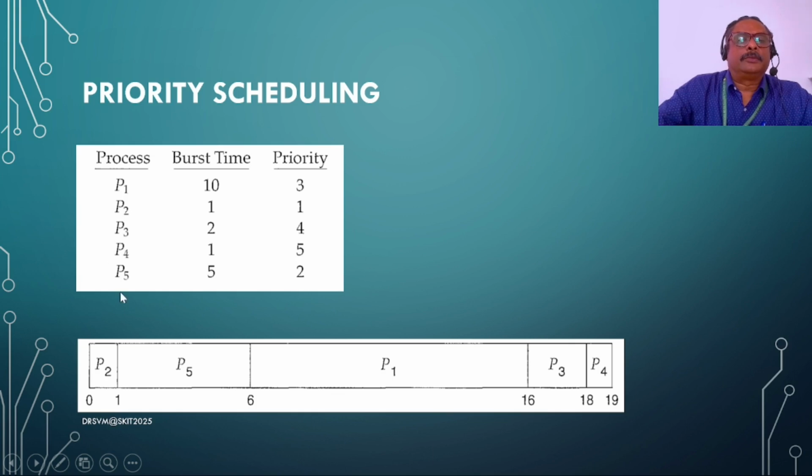So first P2 should be given the chance for 1 unit of time, and then P5 should get the chance with 5 units of time, then P1 should get a chance with 10 units of time, then P3 should get the chance, and finally P4 will get the chance. Definitely, if you try to measure the timings like waiting time, response time, or turnaround time, this may not be the best way, but priority matters here.